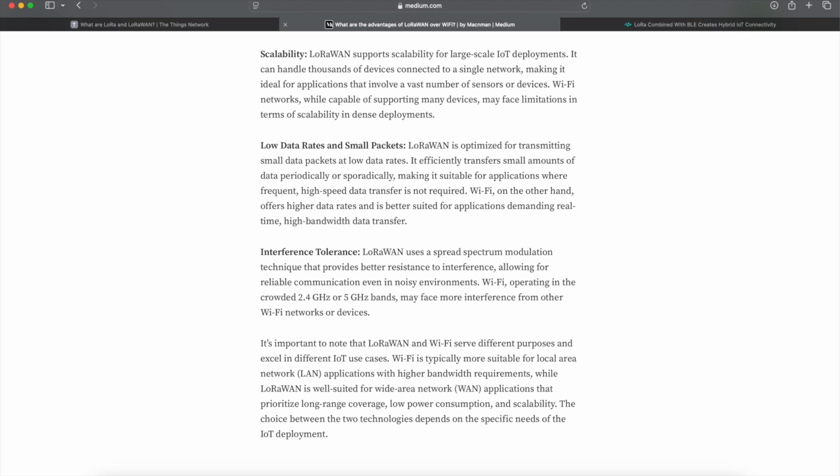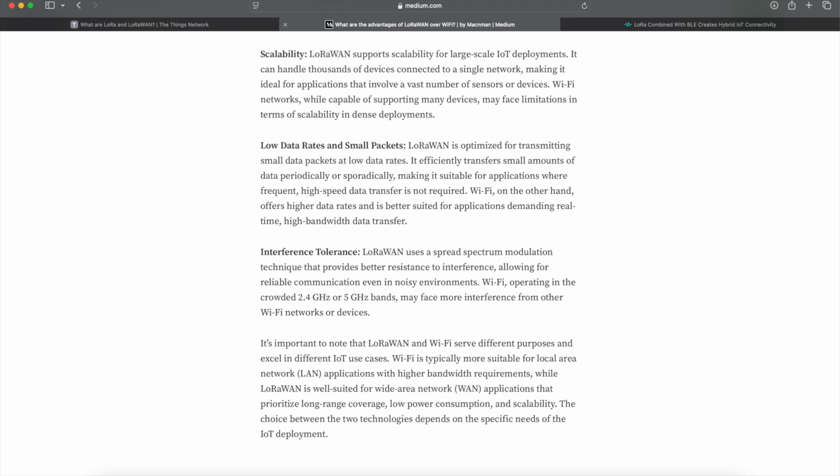Interference tolerance. LoRaWAN uses a spread spectrum modulation technique that provides better resistance to interference, allowing for reliable communication even in noisy environments. Wi-Fi, operating in the crowded 2.4 GHz or 5 GHz bands, may face more interference from other Wi-Fi networks or devices.